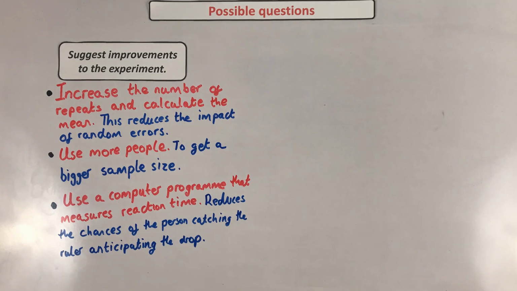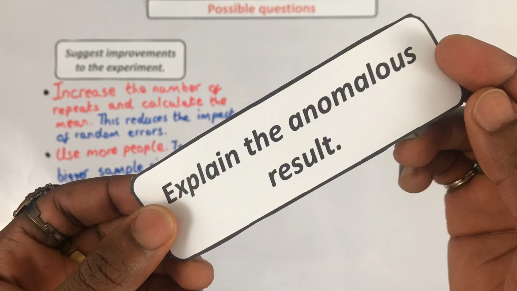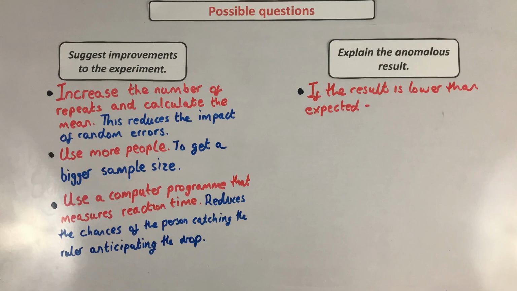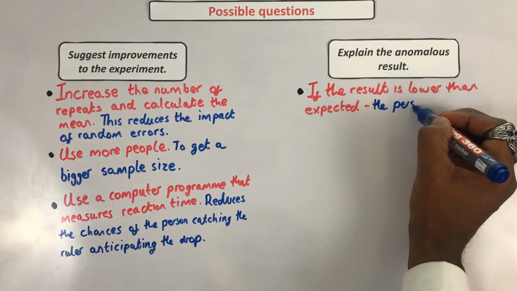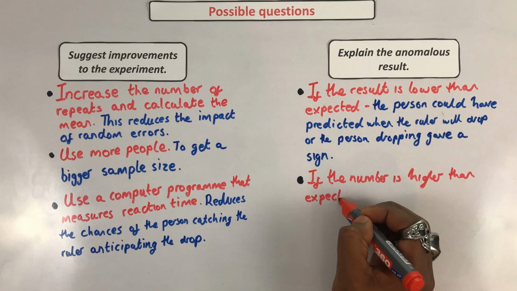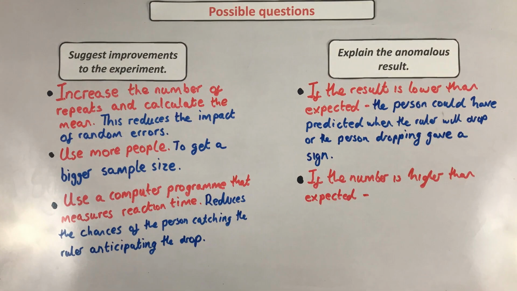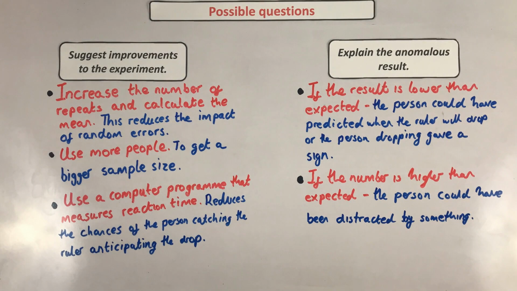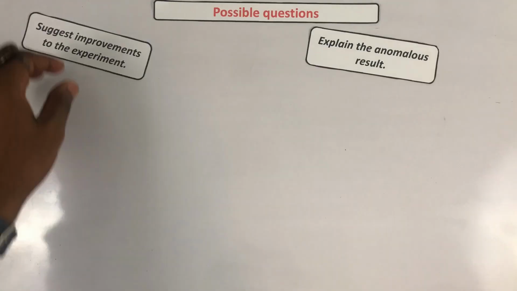Another question you could get is explain the anomalous result. What they can do here is that they could get you to identify an anomaly, calculate the mean, and then explain how that anomaly occurred. If your result is lower than expected, the person could have predicted when the ruler will drop and so already started the process of trying to catch it. If the number is higher than expected, then the person could have been distracted by something, maybe a conversation or someone getting a detention, who knows.